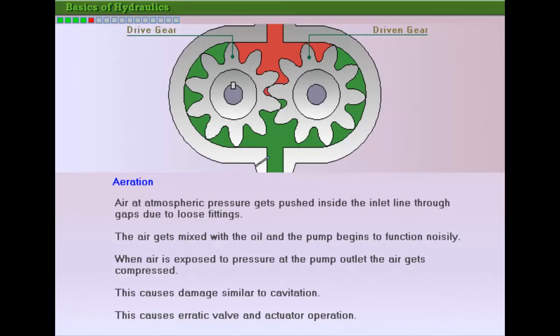A leak in the pump inlet line can also cause problems in the working of the pump. The problem occurring in this case is called aeration. Air at atmospheric pressure gets pushed inside the inlet line. This air-oil mixture causes a lot of noise inside the pump and can cause a pump to lose its prime.